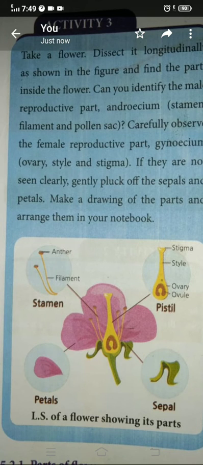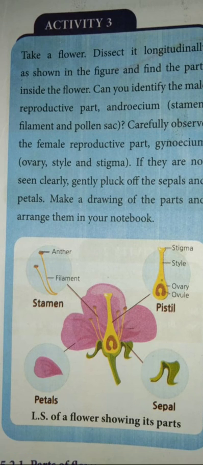You have to do activity 3. What is given there is to collect any one flower. Split the flower into sepal, petal, stamen, pistil and label the parts also. Do this on an A4 sheet, paste it and send it on Saturday. Thank you.